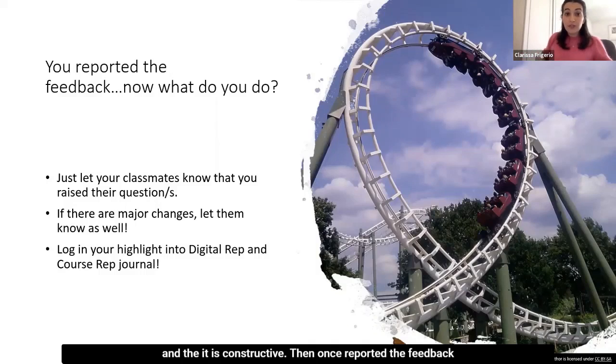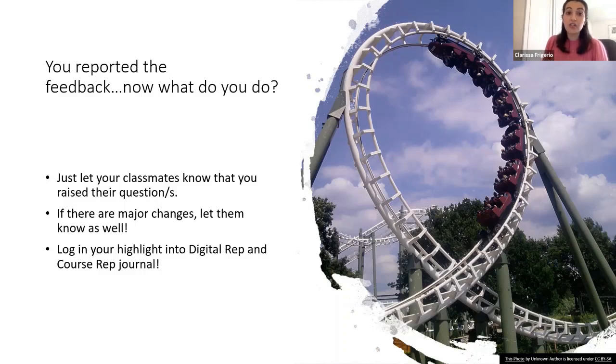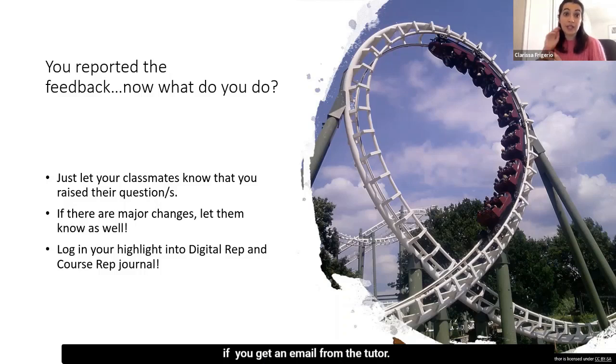Once you've reported the feedback to the board of studies or to the tutor and the program leader or to ourselves, what do you do? Just let the students in your cohort know that you raised their questions, opinions, and feedback. If there are major changes, so you get an email from the tutor saying that something has changed due to the feedback that you presented, let them know as well. And log your key achievements into Digital Rep. If you were responding to something that happened on Digital Rep, let that person know that you acted upon that, and put it in the course rep journal.